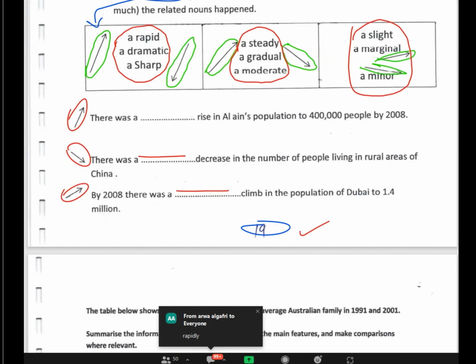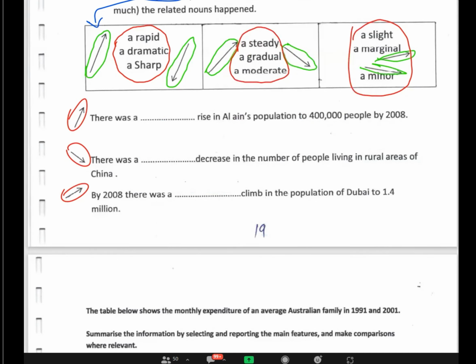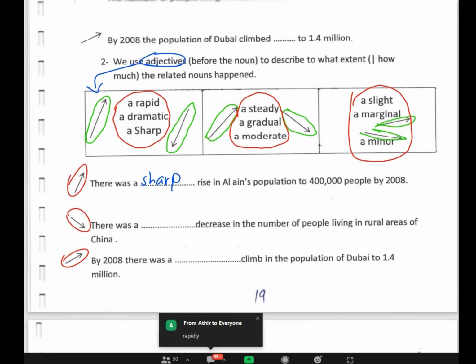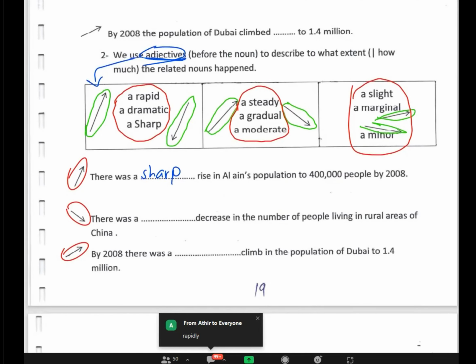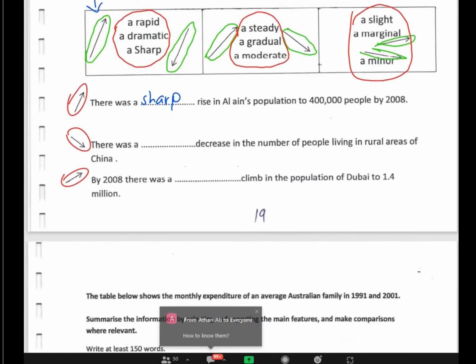Okay, in the first one, there was a rise in Al-Ain's population, a sharp, or a dramatic, or a rapid, all the same. So here we are not using adverbs, we are using adjectives here. The adverb has ly, adjective plus ly, that is the adverb. So that is here. We are now down here, okay? We will do this first.